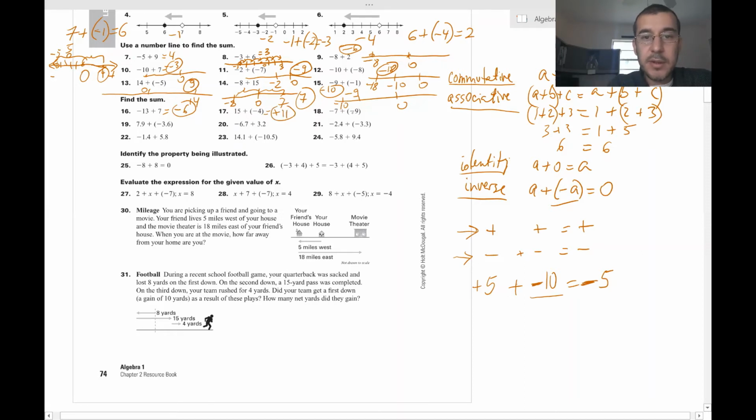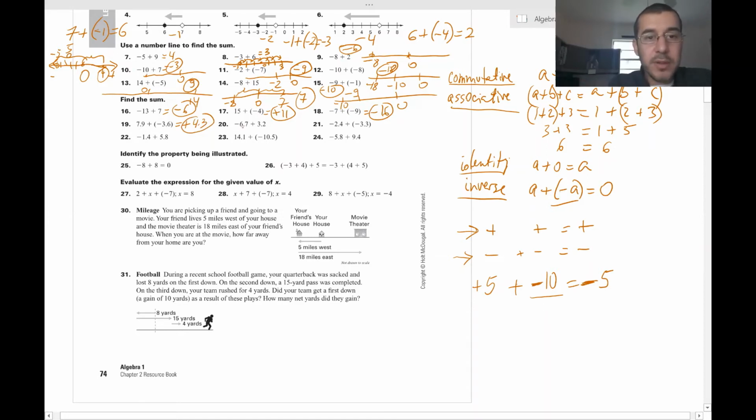Number 18. We have two numbers with the same sign, minus 7, minus 9. So the sign is minus. And then 7 plus 9 is 16. So this is minus 16. 19. We have plus 7.9 and minus 3.6. So which one is larger? 7.9. So this is going to be plus. And then 7.9 minus 3.6, it's what? 4.3. Okay.